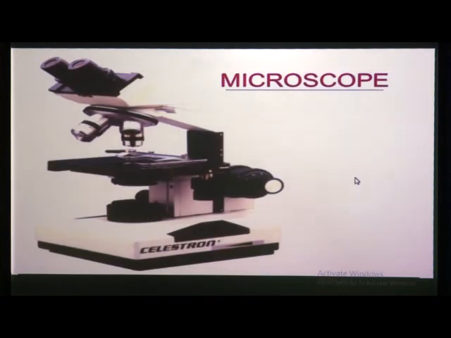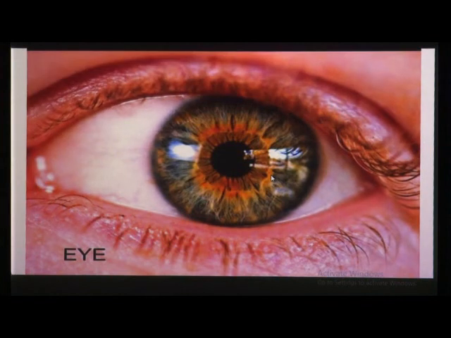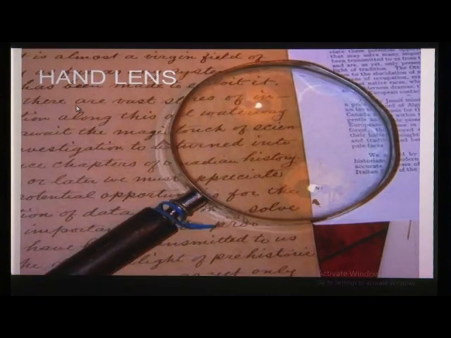And these lenses are used in a microscope, a camera, and the eye lens. Our eyes also have a lens. There are artificial lenses too, but in our eye it is a natural lens. And also in a hand lens, this is a hand lens.